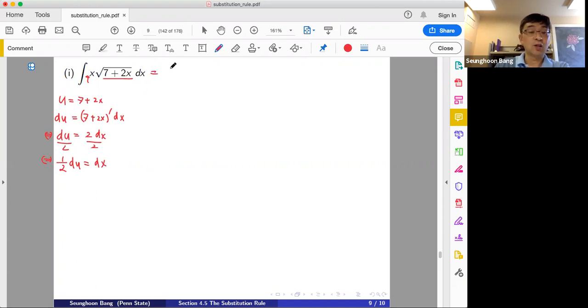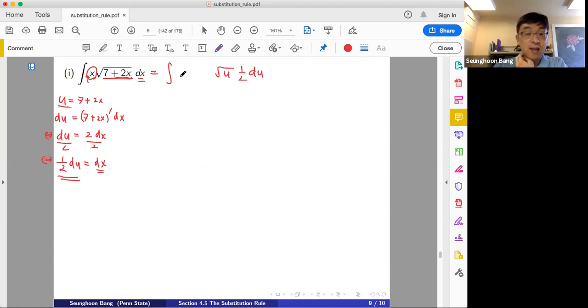So you can change this integral. The 7 plus 2x is just u. We have the square root of u. And dx is 1 over 2 du. We have it. We have one trouble. How can you change x to a function of u? Do you know how you can change x to a function of u?